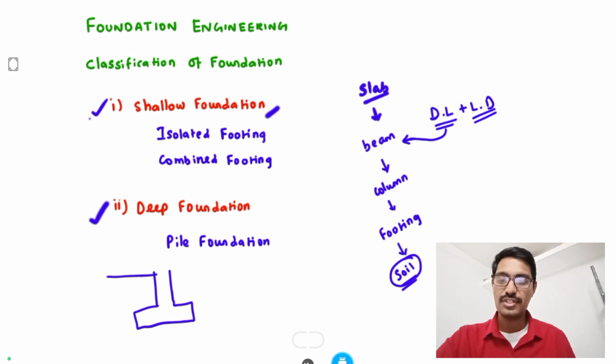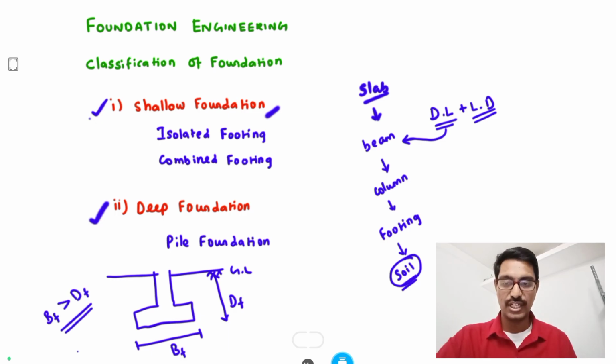This is the ground surface, this is the ground level, and this is the depth of foundation, or depth of footing. This is the width of foundation or width of footing. Whenever the width of foundation is more than the depth of foundation, it is called a shallow foundation. Vice versa, when the width of foundation is less than the depth of foundation, it is called a deep foundation.